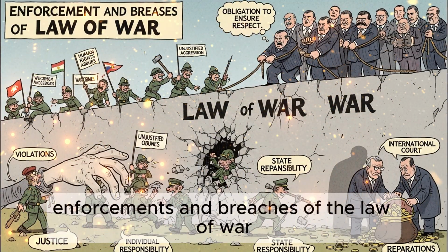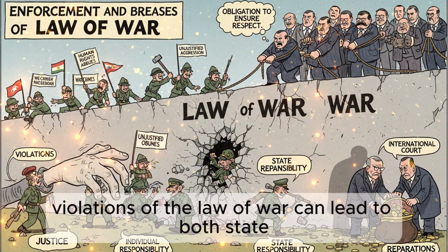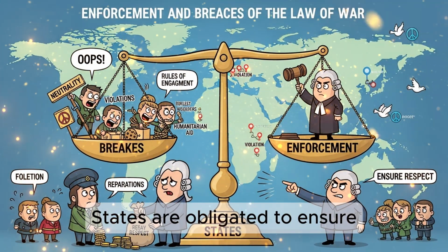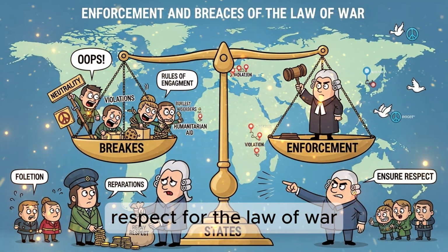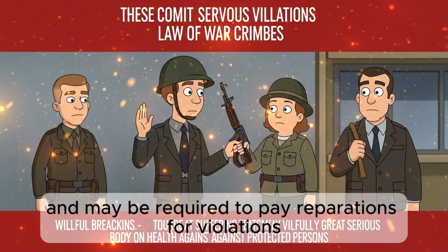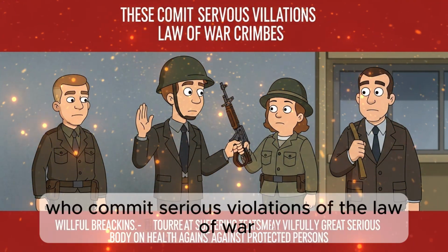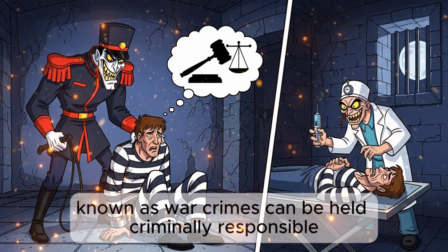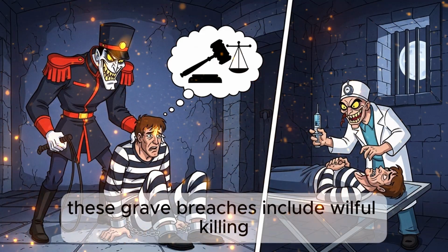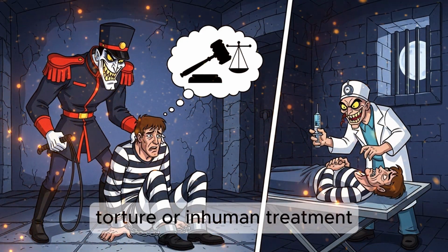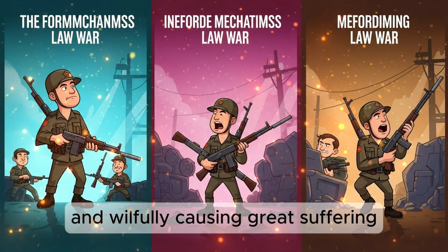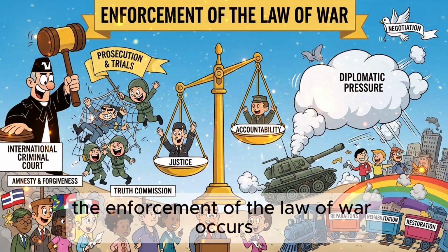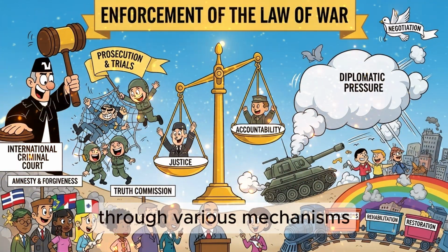Enforcement and breaches of the law of war. Violations of the law of war can lead to both state and individual responsibility. States are obligated to ensure respect for the law of war and may be required to pay reparations for violations. Individuals who commit serious violations of the law of war, known as war crimes, can be held criminally responsible. These grave breaches include willful killing, torture or inhuman treatment, and willfully causing great suffering or serious injury to body or health against protected persons. The enforcement of the law of war occurs through various mechanisms.